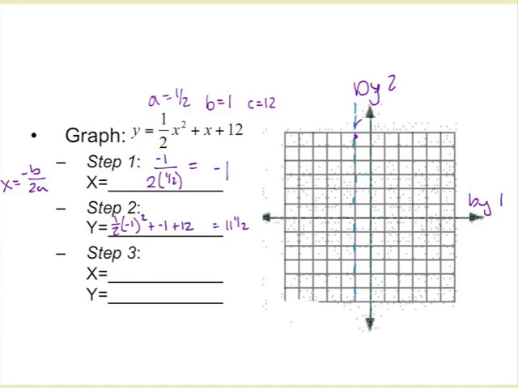Then for step 3, I can pick any x I want as long as it's not the x we already did. So I can't pick negative 1, but I'll pick 0. Plugging in 0, you will just always get your c value. So I get 0, 12, and I can plot that point out. And then using my mirror, I can take that point and fold it over, and I get a matching point on the other side. Connect those dots to make a U shape.